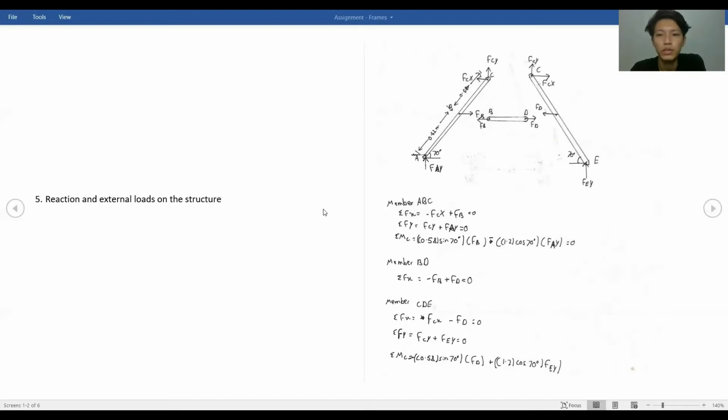Member BD, we only need to calculate the total of sum Fx because it only has one force, one direction. Next, for member CDE, the total of sum Fx and total of sum Fy and total of moment at C. That's all for me.